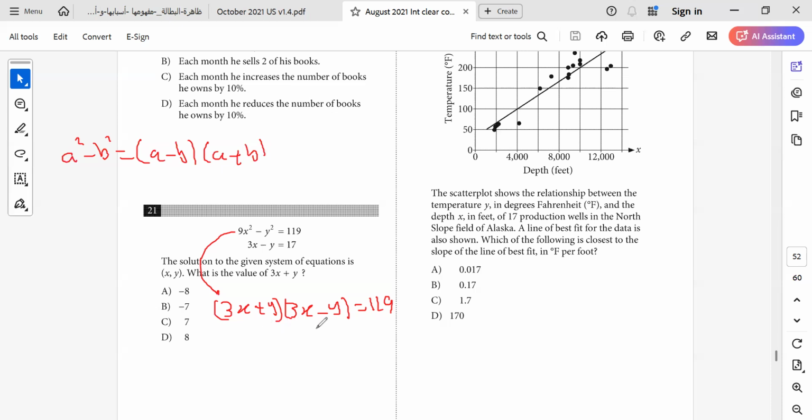I factorized. What I will do, I have already been given the value of 3x minus y, right? It's given here already. So I can remove this bracket and put 17, and this bracket the same. Now I can find the value of 3x plus y. Can you find the value of this bracket now? You need 3x plus y. It's multiplied by 17 here. Here it's multiplication, so I will just divide. That's it.